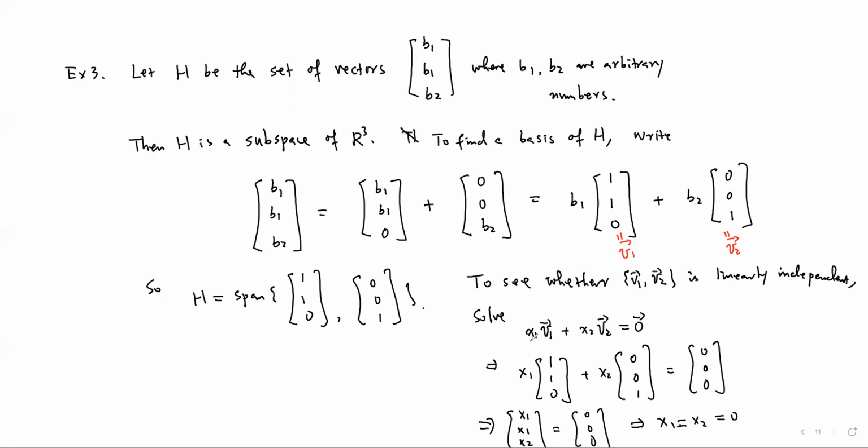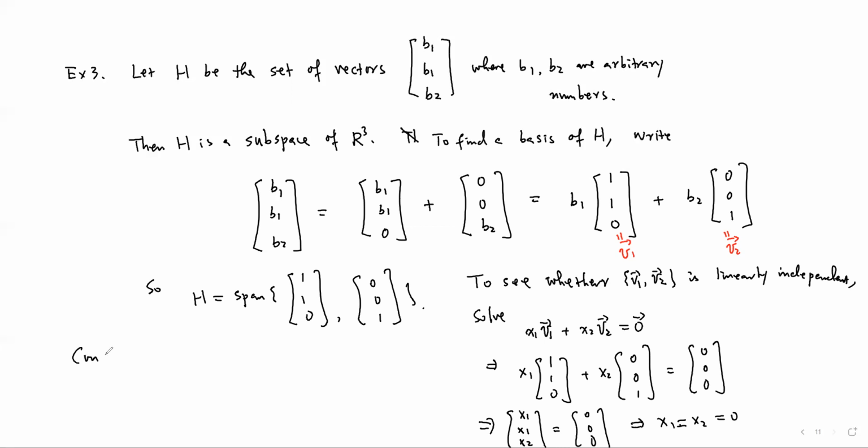So this vector equation has only the zero solution. Therefore, this set is a linearly independent set. The vectors in this set are independent of each other. So therefore, this is a smallest spanning set. It is a basis.